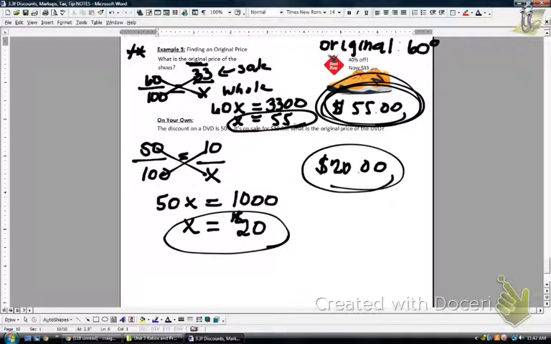This example 5 is a level 4 example, so if that doesn't make complete sense to you, that's okay. But examples 1 through 4, you need to have a pretty good understanding to do your homework tomorrow. If you have questions, come see me in the morning.